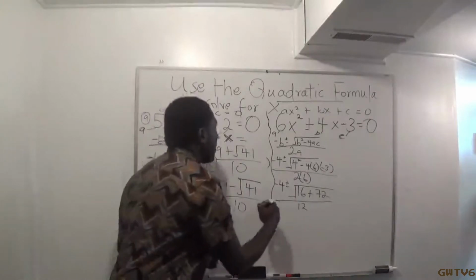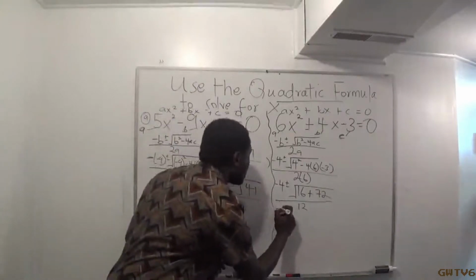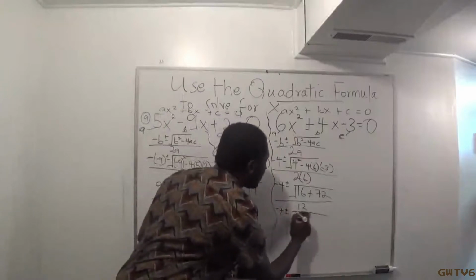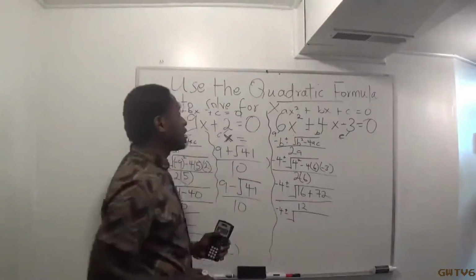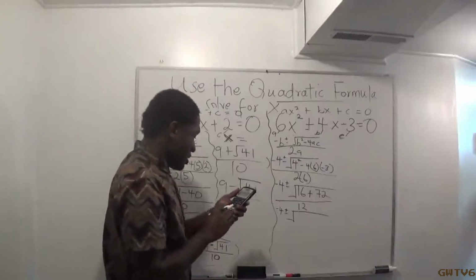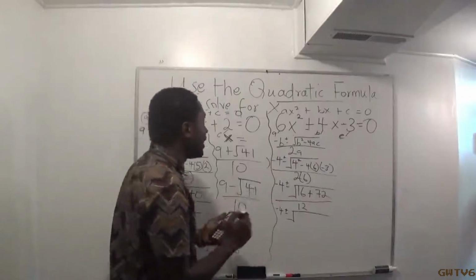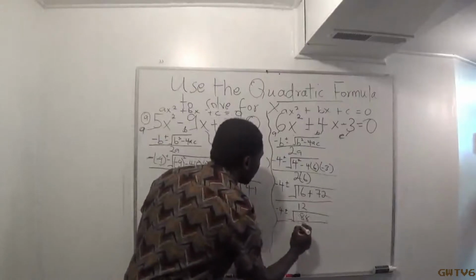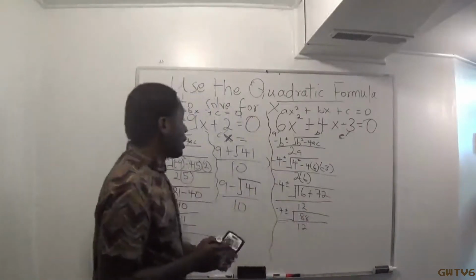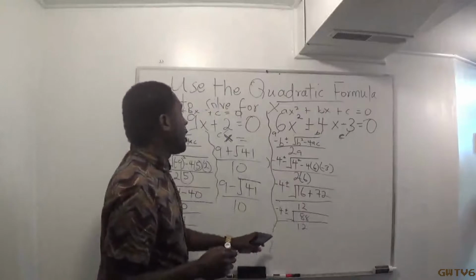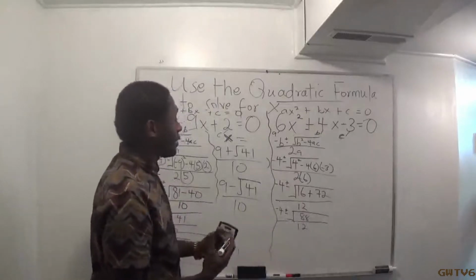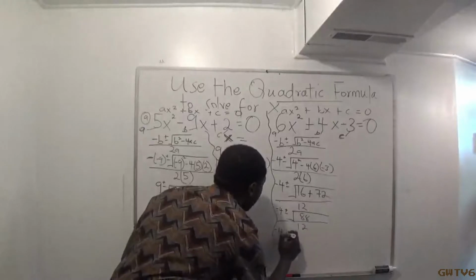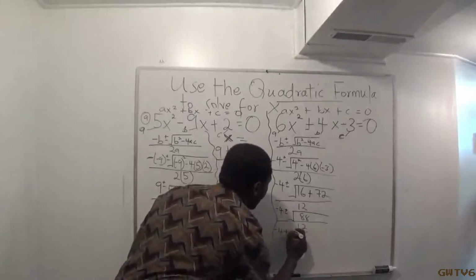Now I'm going to simplify even more. I have negative 4 plus or minus the square root of 16 plus 72, which is 88. The whole thing again is over 12. Plus or minus means I can split this, so I can have negative 4 plus the square root of 88.